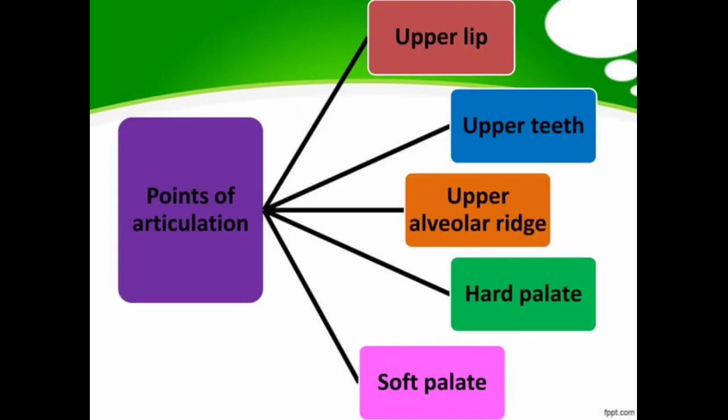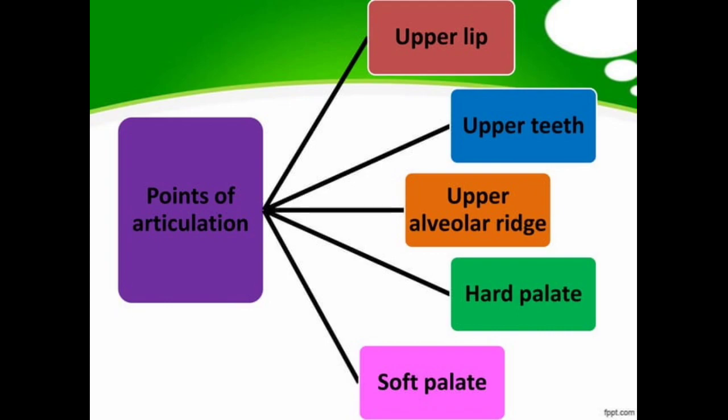The points of articulation in the speaking process are the positions or places where the airflow in the vocal tract is modified or obstructed by the speech organs, such as the tongue, teeth, lips, and palate. Different points of articulation produce different speech sounds, such as consonants and vowels. There are several points of articulation in the human mouth, such as bilabial. The airflow is obstructed by bringing both lips together, as in P, B, or M.